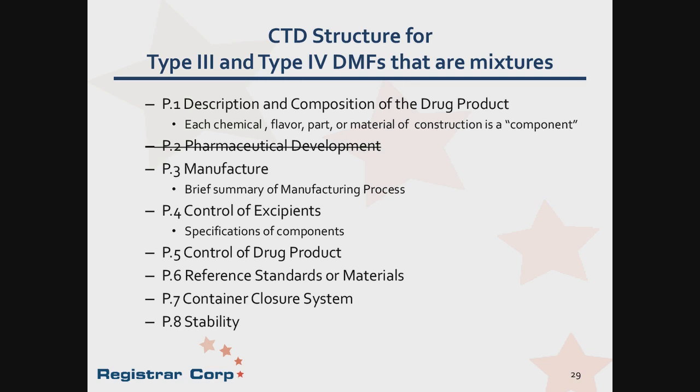When structuring your Type 3 or Type 4 DMF, that is mixtures, you'll want to keep the following in mind. In P1, you should provide a summary of each chemical, flavor, part, or material of construction of your product. Each will be considered a component of your product. P2 is typically not necessary for these types of DMFs, and that is why this section has a line through it. P3 should include the manufacturing name, address, and a brief summary of the manufacturing process of your product.